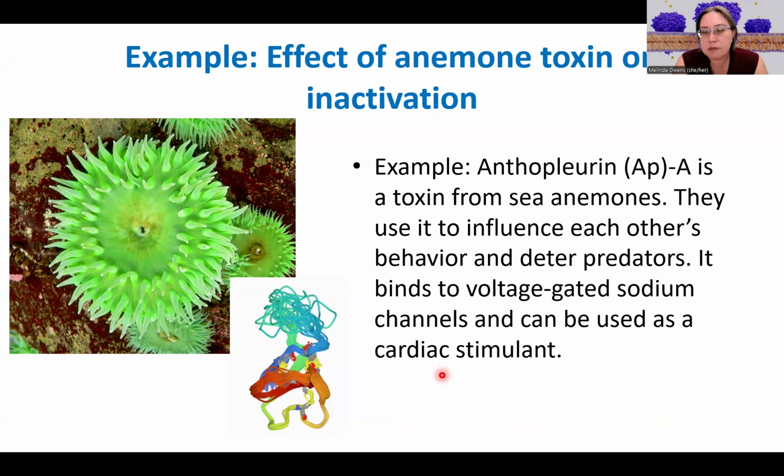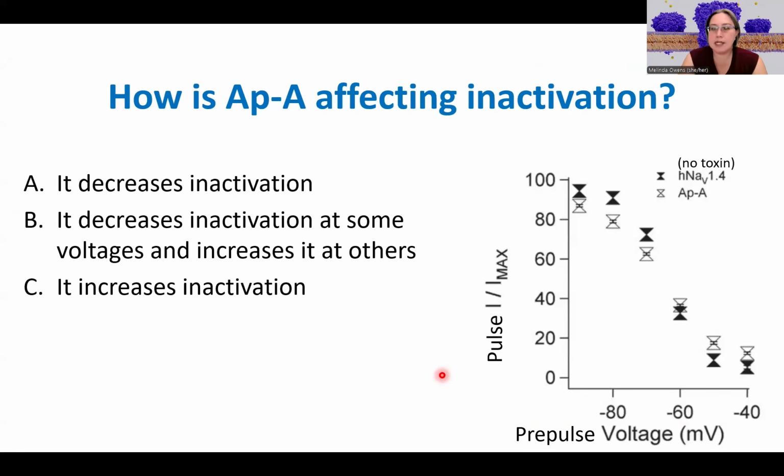So before this experiment, people knew that APA bound to voltage-gated channels and affected their behavior. And so one of the things they did was do this pre-pulse protocol, and they were measuring the voltage dependence of inactivation in this graph right here. And you see some of the symbols mean no toxin, that's the solid symbols. The other ones mean the channels with the toxin. So what do you think? Based on this graph, how is APA affecting inactivation?